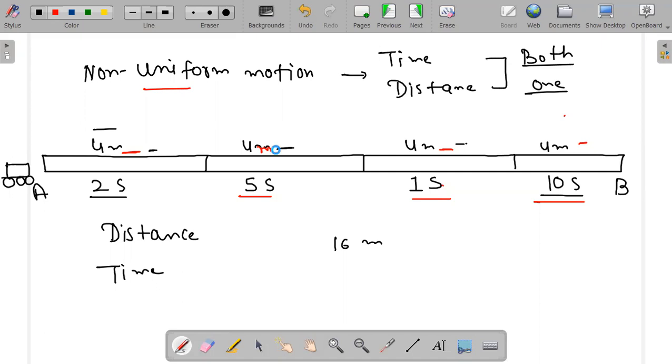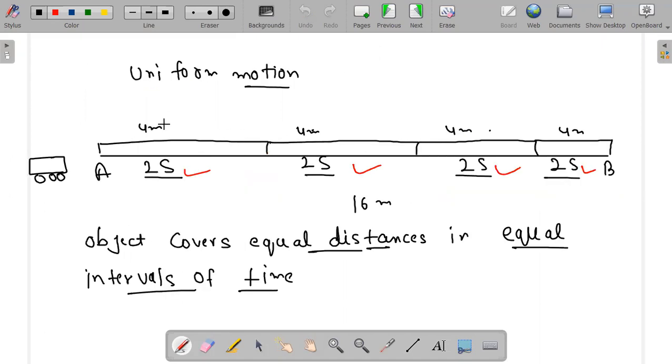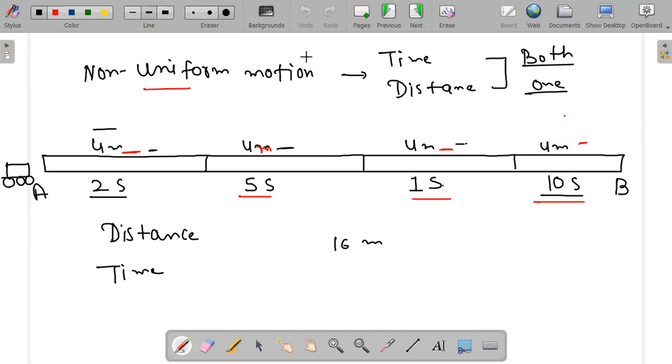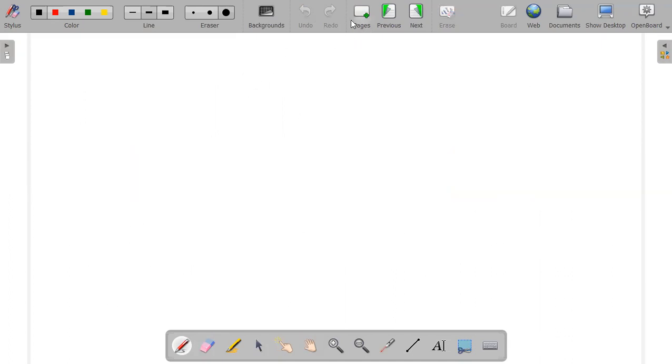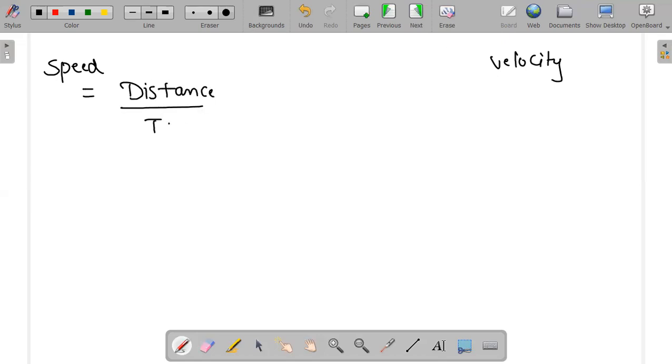So finally, with uniform motion, remember, I can have the same speed. Now I want to tell you what the difference between speed and velocity is. First of all, I want to tell you the formula of speed. The formula of speed is distance upon time. And what is the formula of velocity?